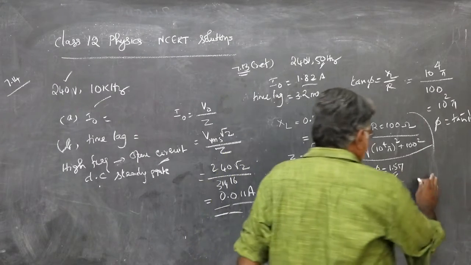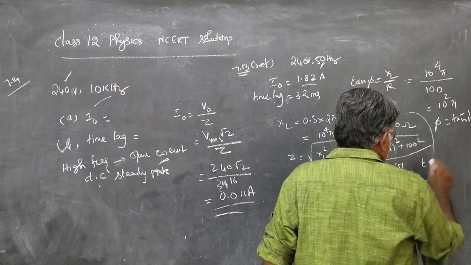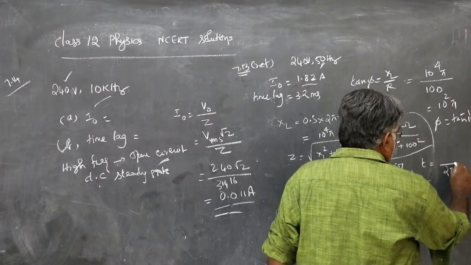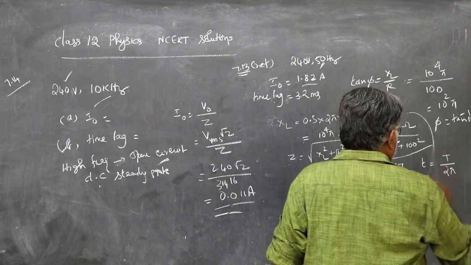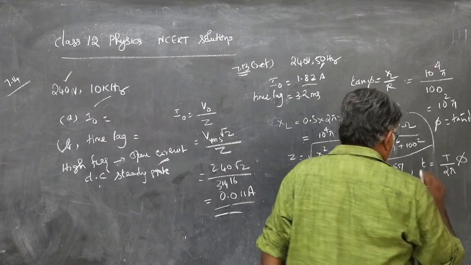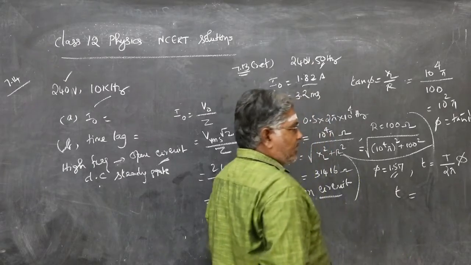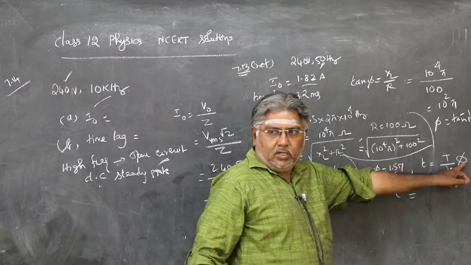Then how to find the time lag? If 2 pi is the phase difference, the time lag will be capital T. If phi is the phase difference, what is the time lag? There is a relation between time lag and phase lag.